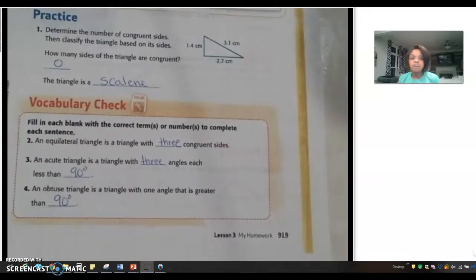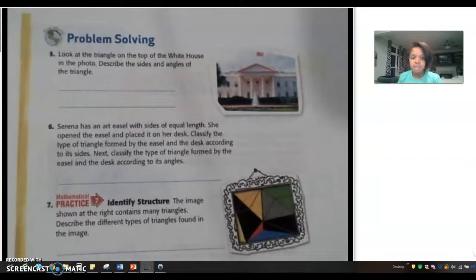So if you remember, a triangle can only have one 90-degree angle or one angle that is greater than 90 degrees because all 3 angles inside of a triangle have to add up to 180 degrees. Okay, so let's flip this over. Look at the triangle on top of the White House in the photo. Describe the sides and angles of the triangle.